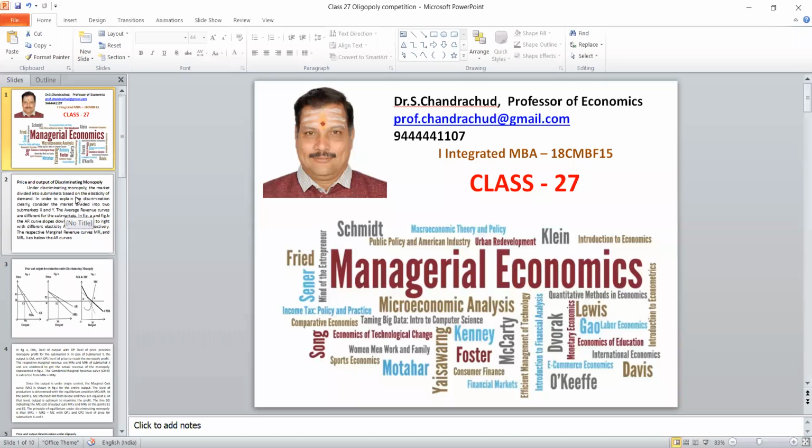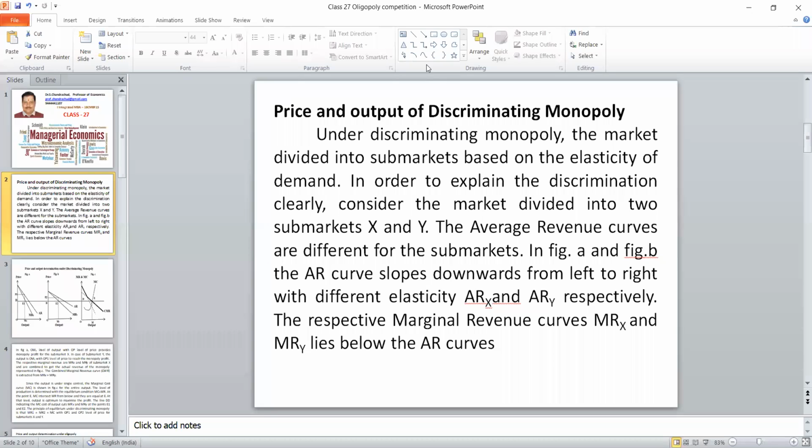Under this, the market is divided into two submarkets, market X and market Y, because he is charging different prices in these two markets. In order to explain that discrimination clearly, we have divided the market into X and Y. The average revenue curves are different for both markets, and I have given figure A and figure B for market X and market Y. The respective average revenue curves will be ARX and ARY. Similarly, for marginal revenue, it is MRX and MRY.